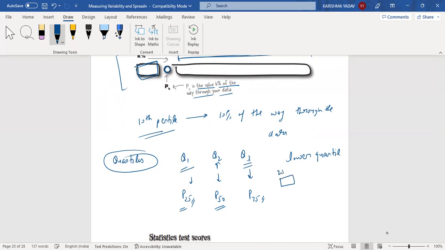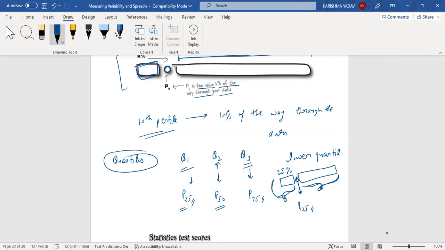This is 25% of the data set and the remaining data set is this. This is the value of the P25, the value below which 25% of your data lies. It is 25% of the data set, and it is split by this value, that is P25. And this is the remaining portion of the data.